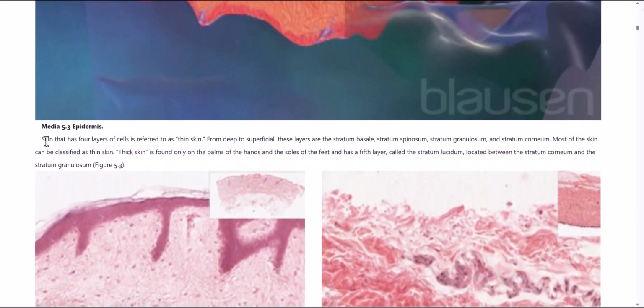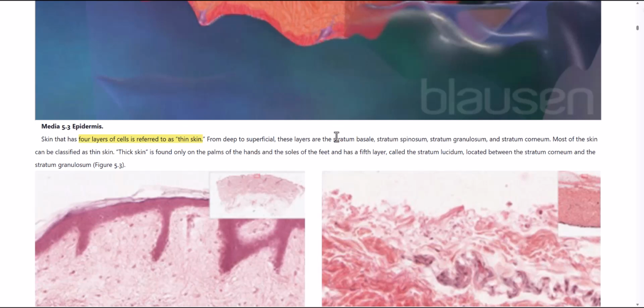Most of the skin in your body has 4 layers, and those areas that have 4 layers are referred to as thin skin. This is by far the most common kind of skin. It covers you from head to toe. Those 4 layers are as follows. We'll dive into each of these in a moment.